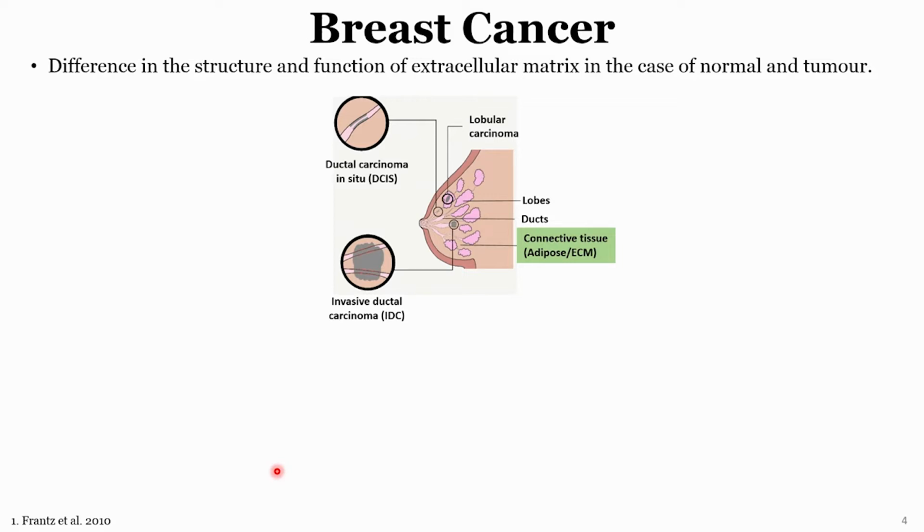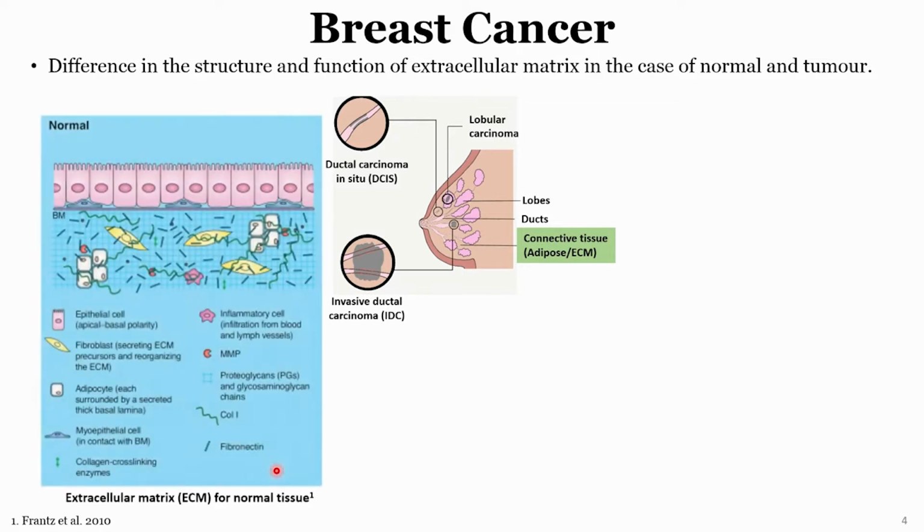The first is the connective tissue, that is, the adipose as well as the extracellular matrix, and this is how it looks in the cartoon sketch on the left side. In the case of normal tissue, you observe that the epithelial cells and the basal cell membrane are very isotropic, that is, all are arranged in a very uniform manner.